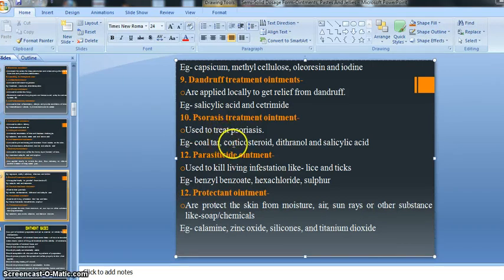Coal tar, corticosteroid, dithranol and salicylic acid are some examples of medicaments, and they help to treat psoriasis. Psoriasis is a skin disease condition in which there is redness of skin, itching of skin, and scaly patches formed in the area of our skin. For this purpose our ointments are classified as psoriasis treatment ointment.